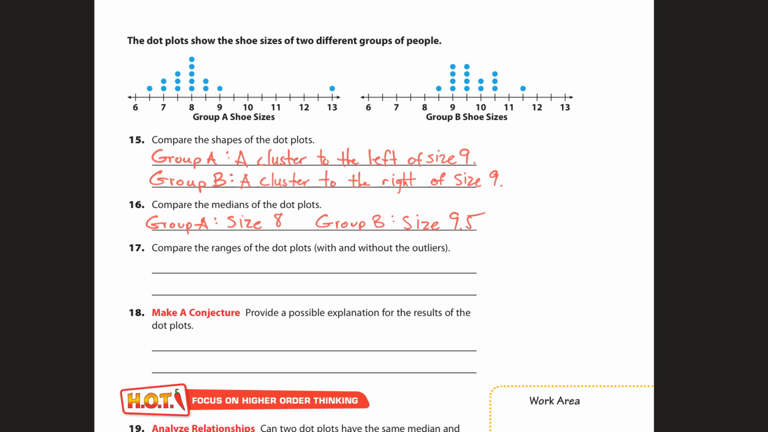Compare the ranges of the dot plots with and without the outliers. So, well, we see that group A is smaller than group B.